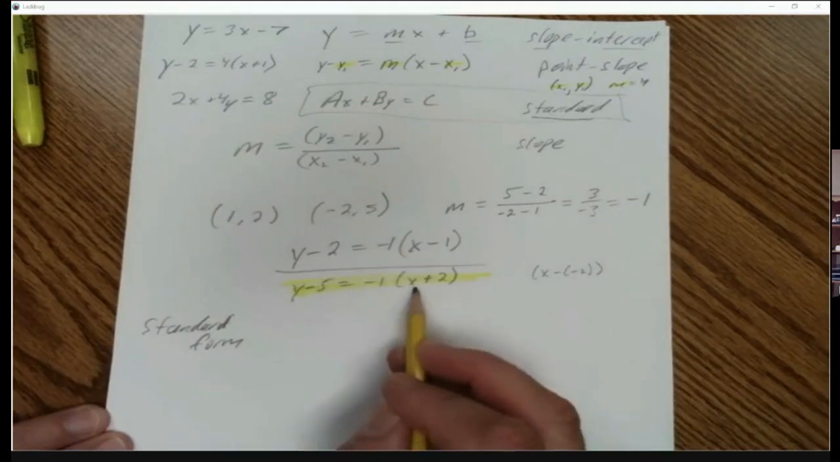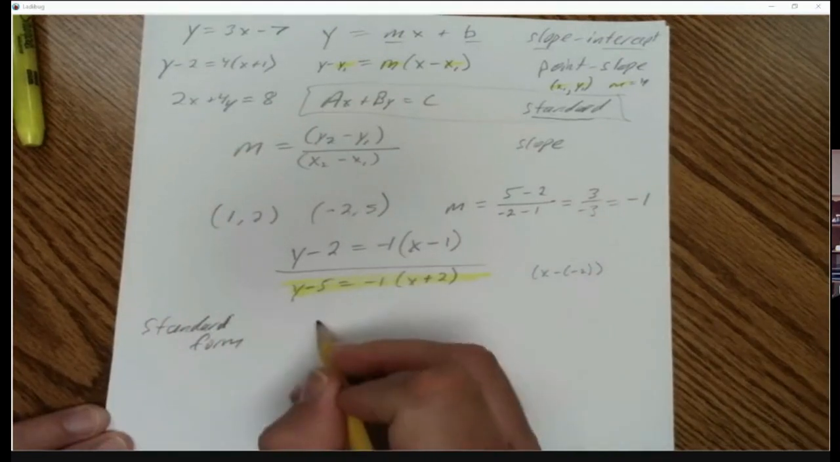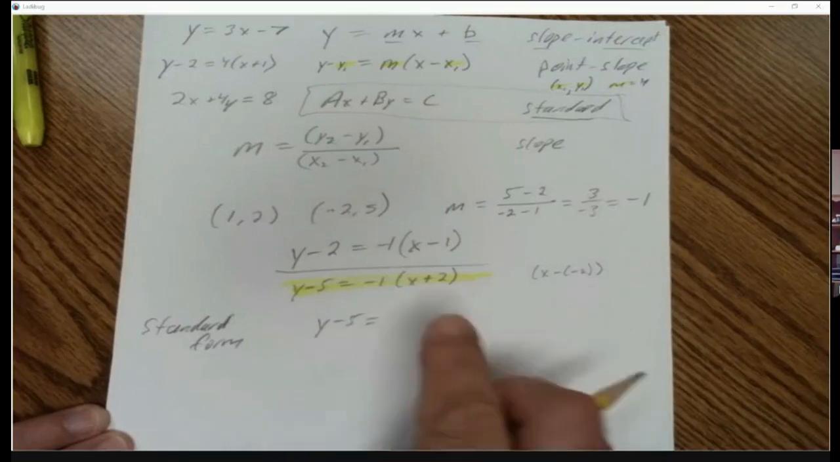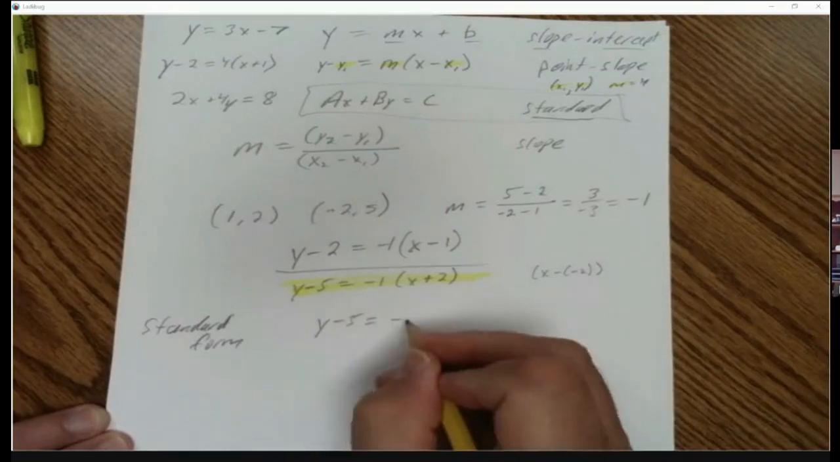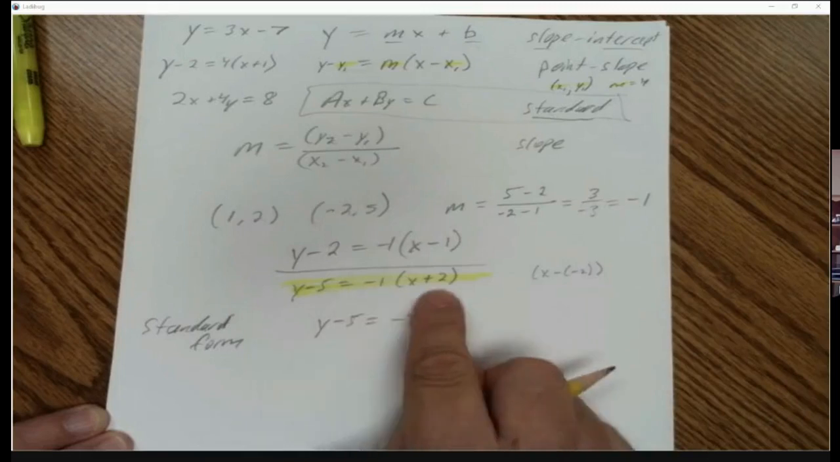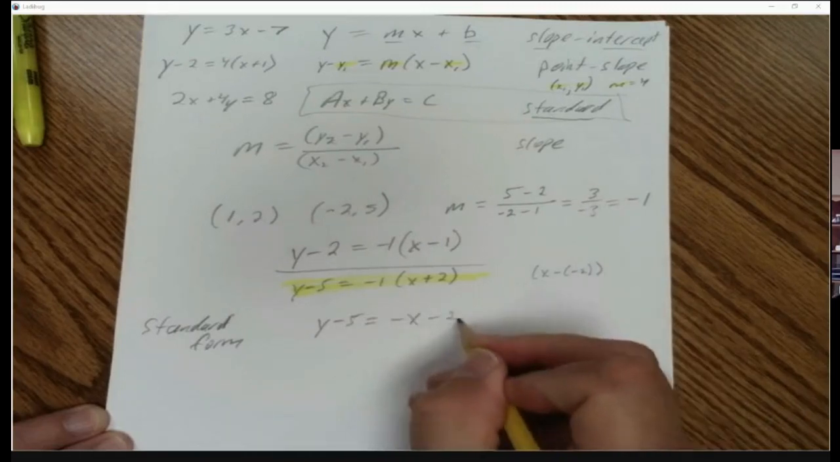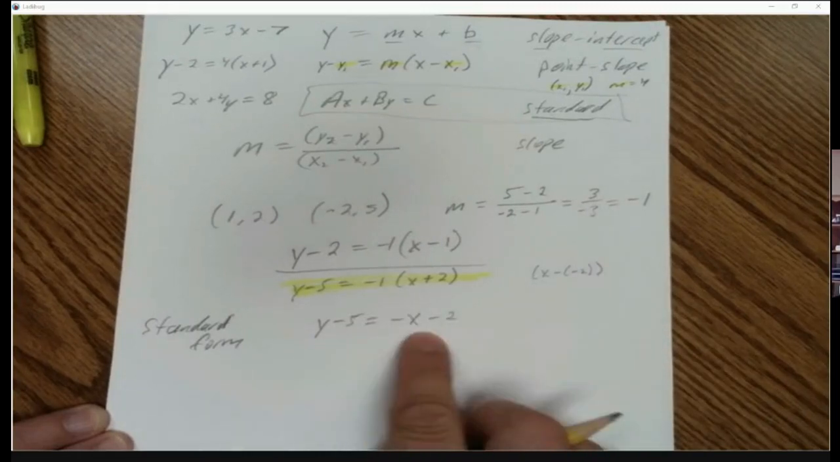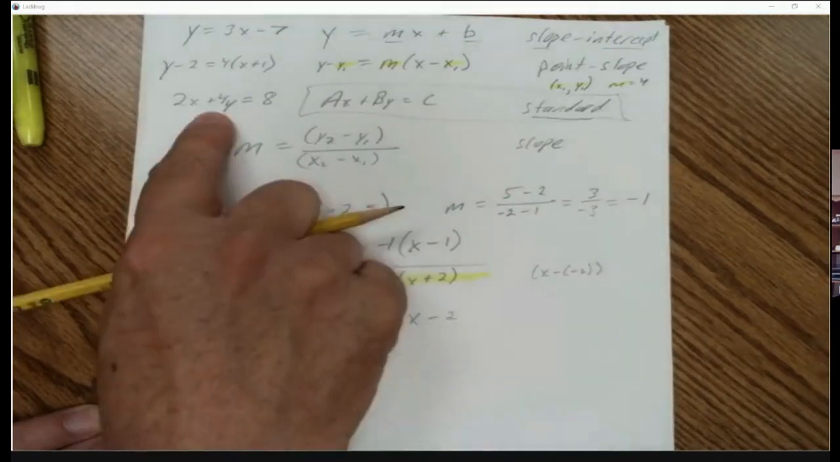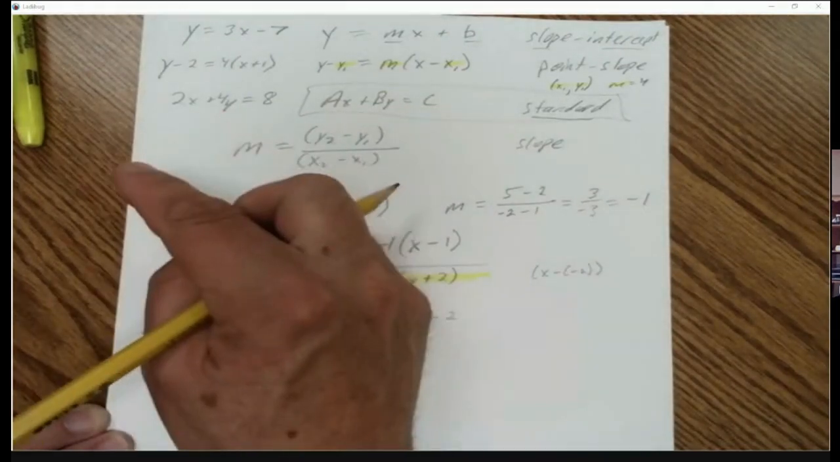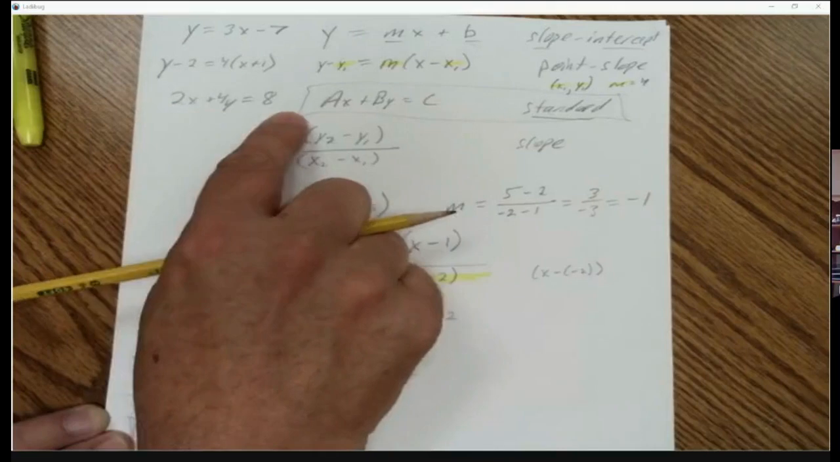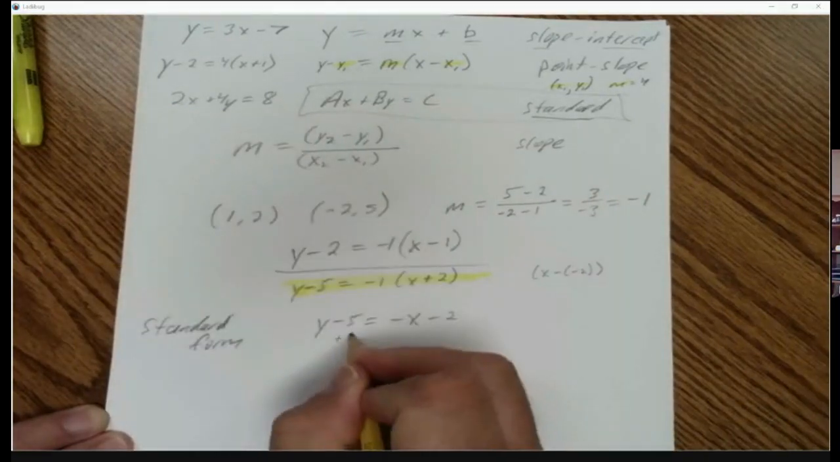So let's distribute and get rid of the parentheses. So we got y minus 5 equals negative 1 times x is negative x. Negative 1 times 2 is minus 2. So now, standard form, all the x's and y's are on the left side. Any constants are on the right. So we've got to move the 5 over to the right.